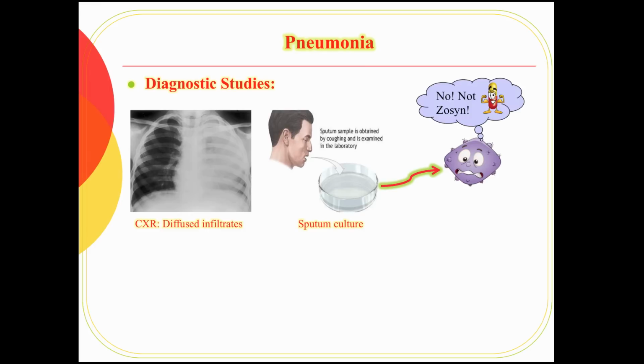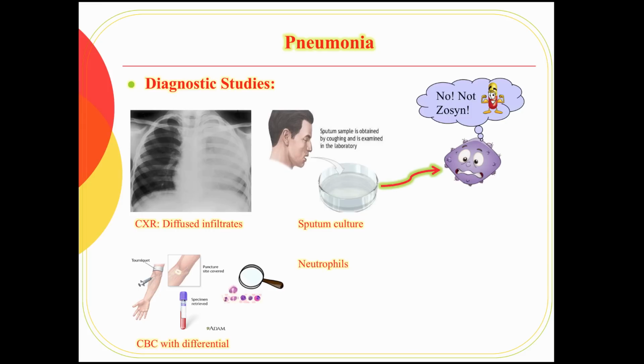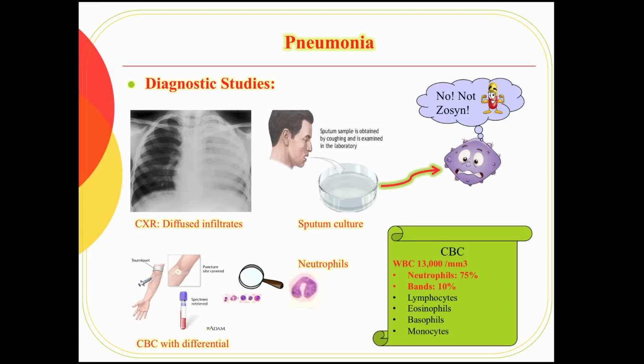The other test we can do is the CBC. You just do a regular CBC to see mainly, of course, the hemoglobin, but mainly the white blood cells. Now, white blood cells increase in number when there is an infection, and mainly the neutrophils, and that's the one that we're looking for. Each one of these types of white blood cells has a specific percentage, and an increase in that percentage gives us an indication.